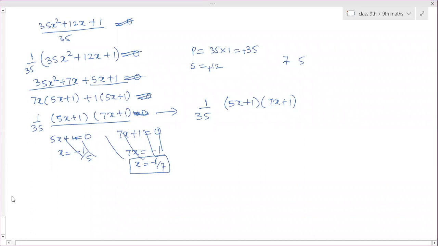Then if finished, whoever has done, next, the 54th question you can solve. 21x square minus 2x plus 1 by 21.